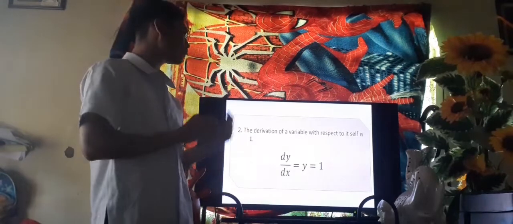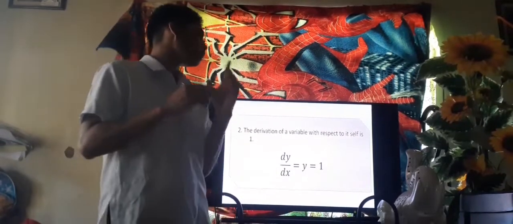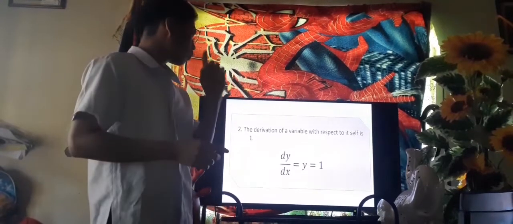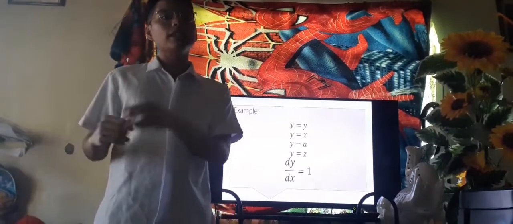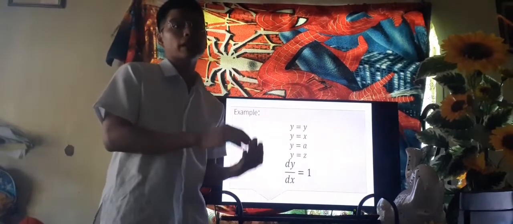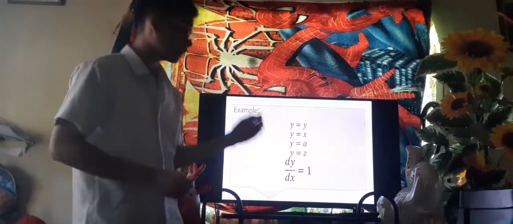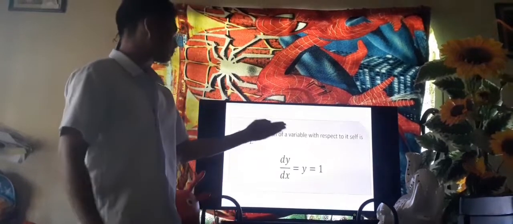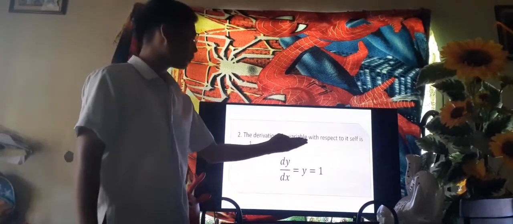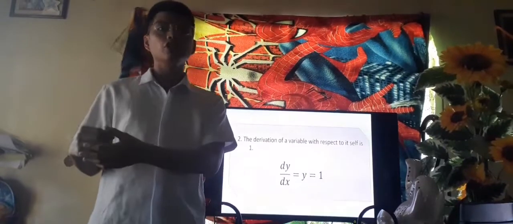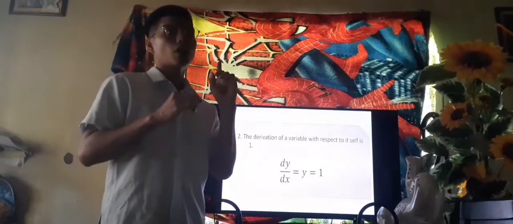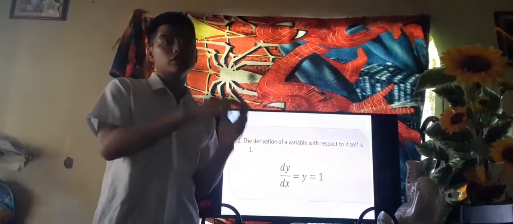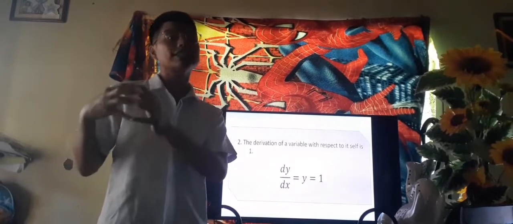So, the rule number 2, the derivative of a variable with respect to itself is 1. Ibig sabihin, ano nga bang ibig sabihin nun? Sabi nga natin kanina, ang derivatives is a change of function with respect to the variable. Pag sinabi natin variable, ito yung mga letters na ginagamit natin sa ating term. Halimbawa ay 2x, ibig sabihin ang variable niya is yung letter x. So, ang constant naman niya is yung 2.